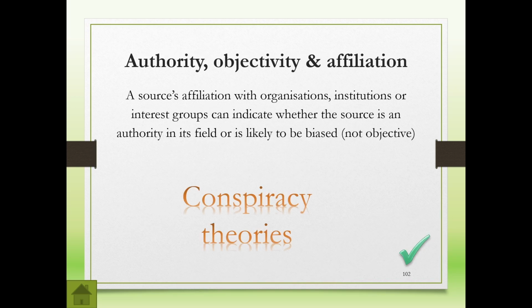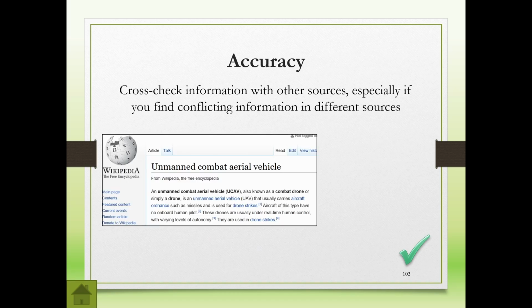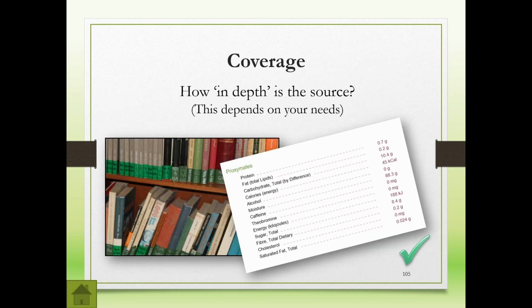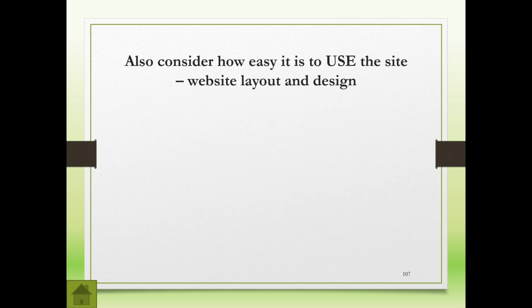And then one of the big things with your table was the fact that you needed to check whether the information that you are getting is objective. Who is it affiliated with? Is it accurate information? Is it current information? You don't want outdated information when you're doing some sort of research. Does it cover the entire topic? Who is your target audience? Okay, and you need to evaluate the info based on that as well.